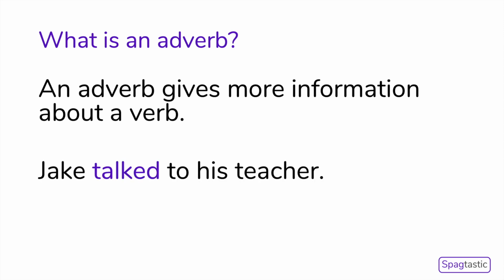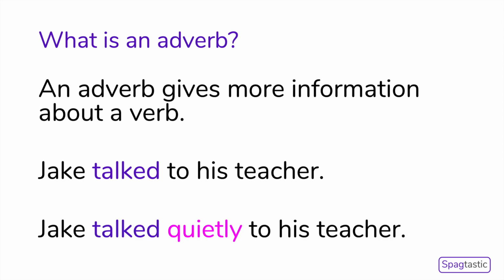In this sentence, Jake talked to his teacher. We can think about how Jake talked to his teacher. He might talk quietly, so we can add the adverb quietly into the sentence. Jake talked quietly to his teacher.